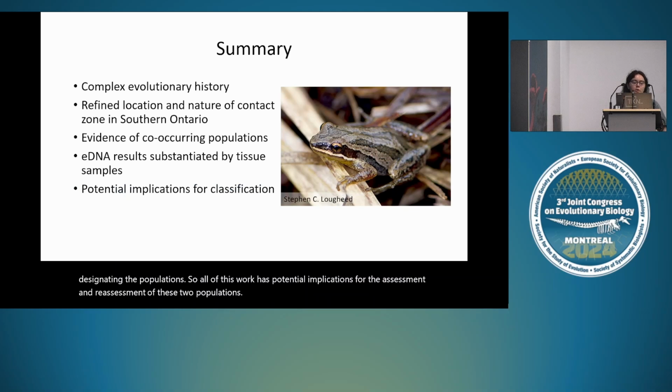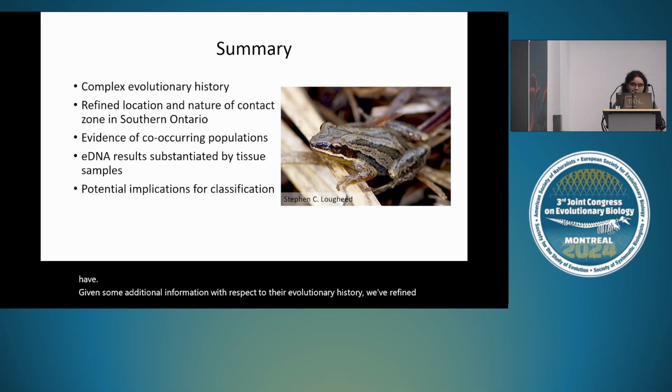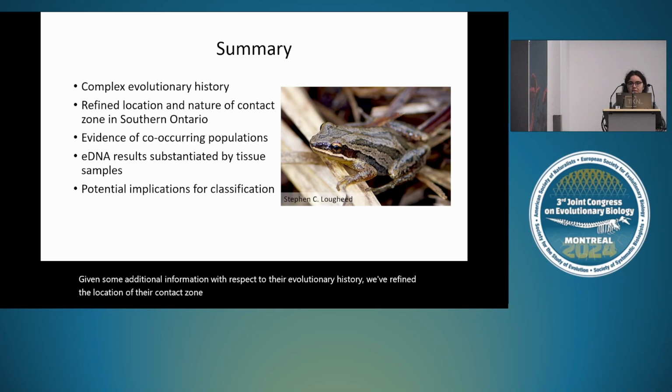So in summary, chorus frogs have a very complex evolutionary history, and with our results, we have given some additional information with respect to their evolutionary history. We've refined the location of their contact zone, and we've given some more information not just on the location, but also on the size and shape of their contact zone. We've also found evidence of co-occurring populations, which is very exciting and opens up the door for future studies.